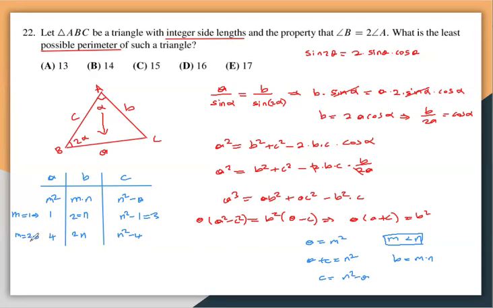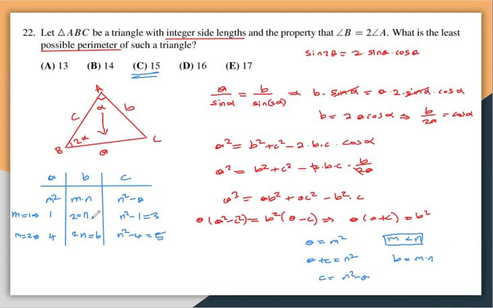Let me see, m is 2. If m is 2, that means n could be 3. So if I choose n is 3, that will be 6 for b. Then c will be 9 minus 4, which is going to be 5, which actually works. So 4 for A, 6 for B, 5 for C, which add up to 15.